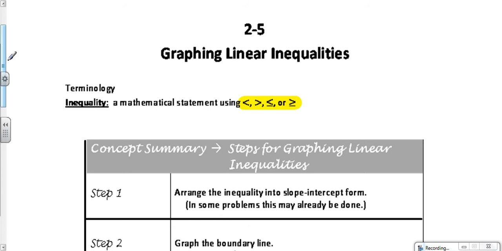And let's also write next to these what those words are. So this is less than, this is greater than, less than or equal to, and this is greater than or equal to.